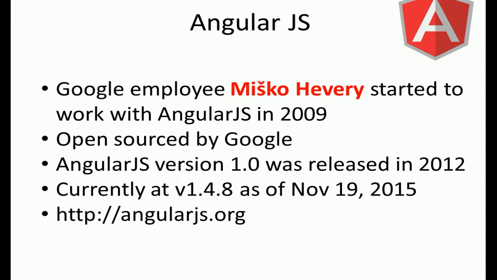Some additional information about Angular. It was developed by a Google employee named Mishko Hevery starting in 2009. It is open sourced by Google, and there is a very large development community standing behind it. The first version of Angular was released in 2012. As of November 19, 2015, we are at version 1.4.8. All Angular documentation can be found at angularjs.org.